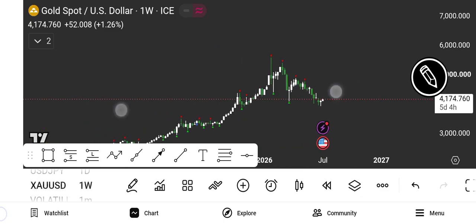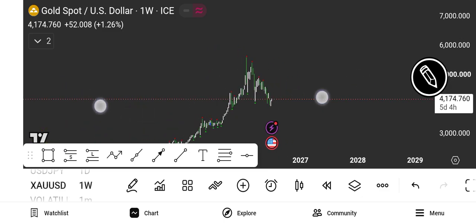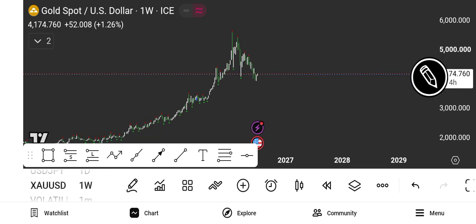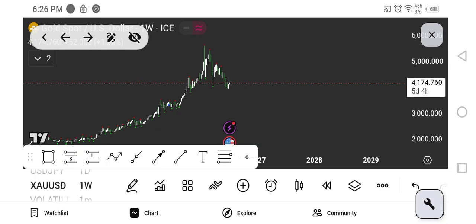XAU USD looks like it is giving us higher highs and higher lows, so it's fair to say it's bullish. Yes, we are bullish on XAU USD. So higher high, higher low, higher high, higher low, like that. That is still bullishness on XAU USD.